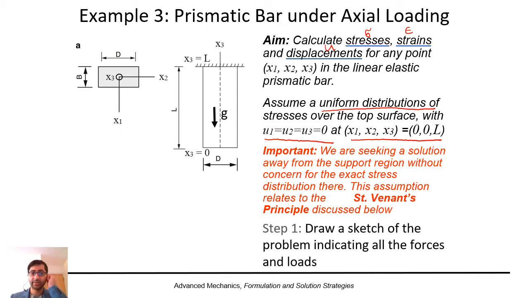Okay, the first step is drawing a sketch of the problem, indicating all of the forces. As you see here, we have gravity acting on the material. We have the fixed end at x3 equal to L with 0 displacement, and we don't have any other forcing. And we assume that the reference frame is at the bottom, with x1, x2, and x3.